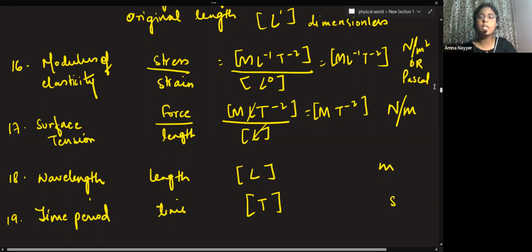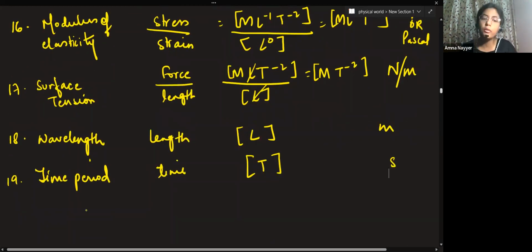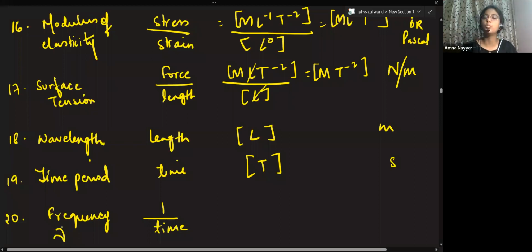Now the other quantity that you have is the reciprocal of time period. We call it frequency. The reciprocal of time period, we call it frequency. So the dimensional formula of it is 1 by time. Frequency is represented through this symbol, nu. So nu is equal to 1 by time. Just the reciprocal of time, it means T to the power minus 1.